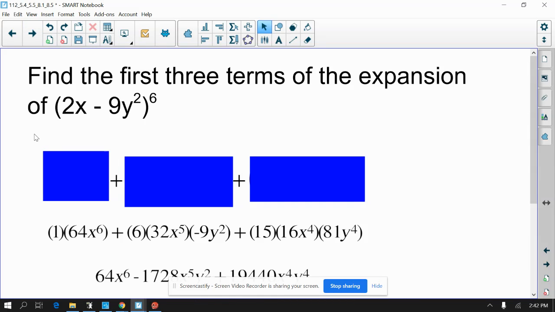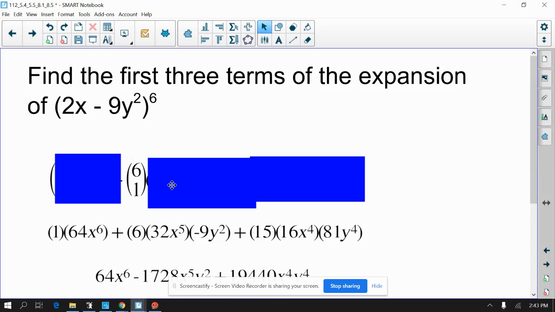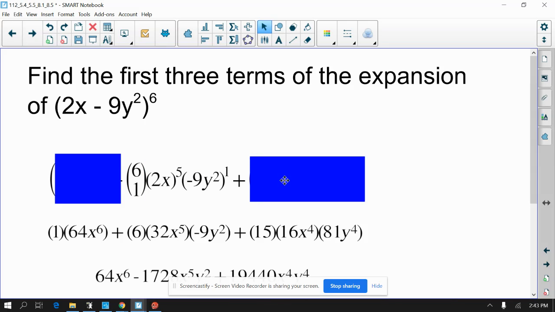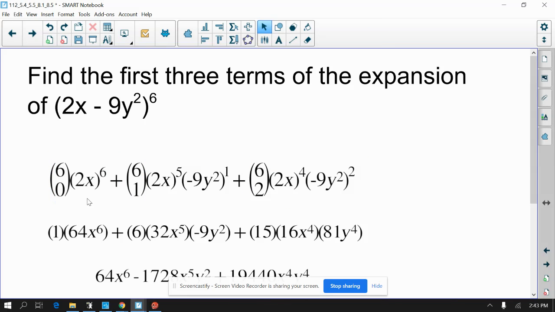Another example, let's find just the first 3 terms of the expansion here. So here, instead of x and 7, I've got 2x and negative 9y squared, and it's being raised to the 6th. So my first binomial coefficient is 6C0. My second binomial coefficient is 6C1, and then 6C2. Those are the first 3 terms.